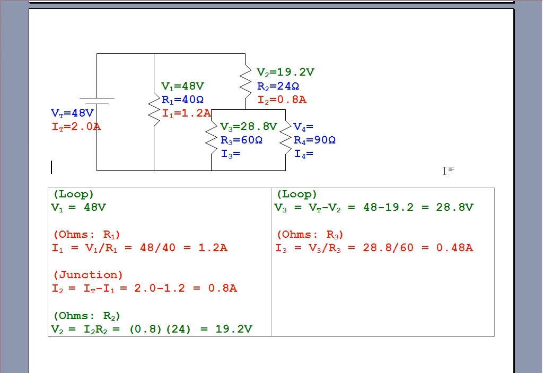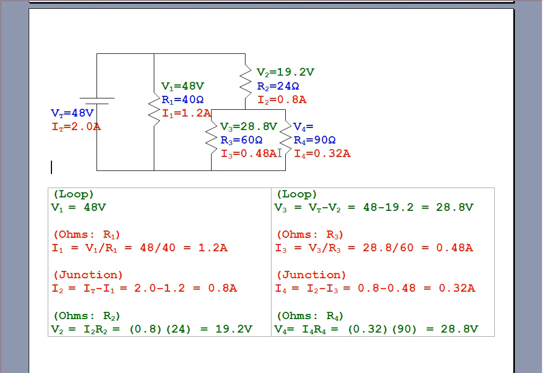What if you figured out the current in number 3 first with Ohm's law? Right, it ends up being 480 milliamps, 0.48 amps. You can put that in. Now, you could just say, well, I know the voltage on number 4 is 28.8. You're right. Or you could say, hey, there's a junction. 0.8 amps just split. 0.48 went one way. The rest, 0.32, must have gone through number 4. And that works too. And then you can do Ohm's law to find voltage 4. But no surprise, it's 28.8.